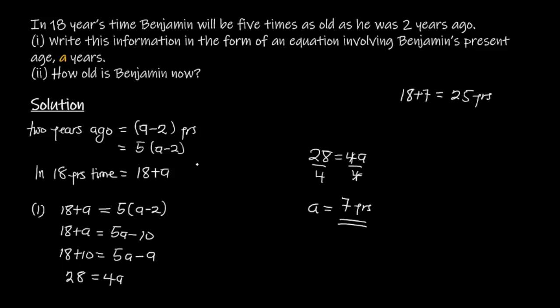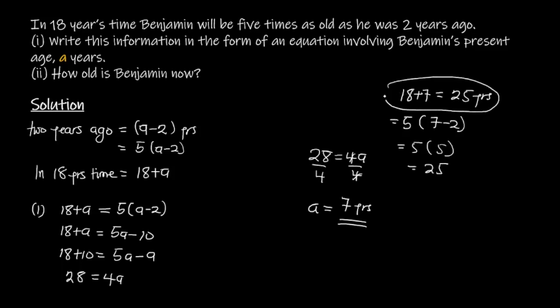And let's see whether that is 5 times as old as he was 2 years ago. So that will be 5 into bracket 7 minus 2, and this is equal to 5. 7 minus 2 will give me 5, and this is equal to 25. So we can see that the right hand side of the equation and the left hand side of the equation are all the same, and therefore it means that our answer is correct.